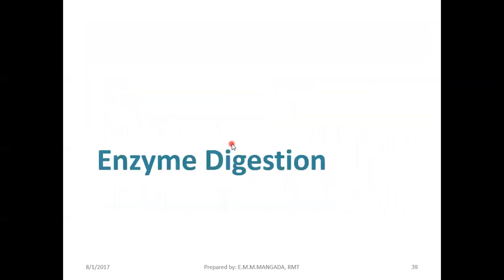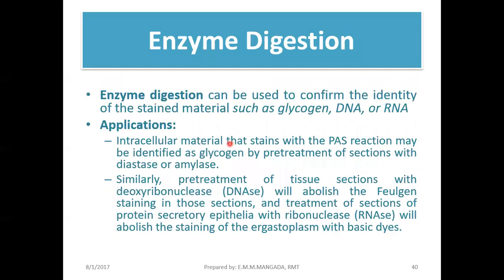Okay, so next we have also your enzyme digestion. Okay, guys, now what's the purpose of your enzyme digestion? It is to confirm the identity of a stained material such as glycogen, DNA, and RNA. Guys, yung enzyme digestion, usually ginagamit natin ito for your nucleoproteins. So, we're going to detect, is it DNA, is it RNA? Okay, so we have here the applications. Intracellular material that stains with fast reaction may be identified as glycogen by pretreatment of sections with diastase or your amylase. So with your deoxyribonuclease, okay, so paano ito?